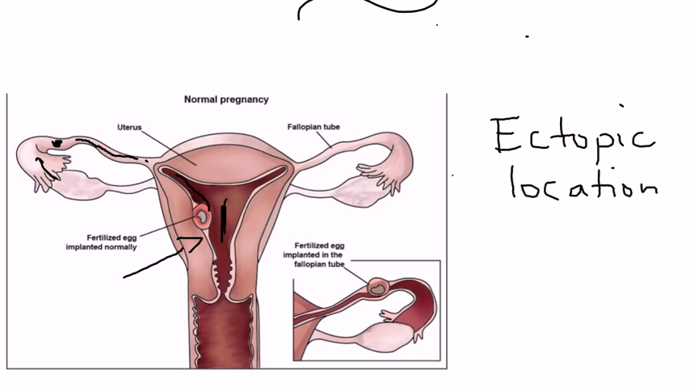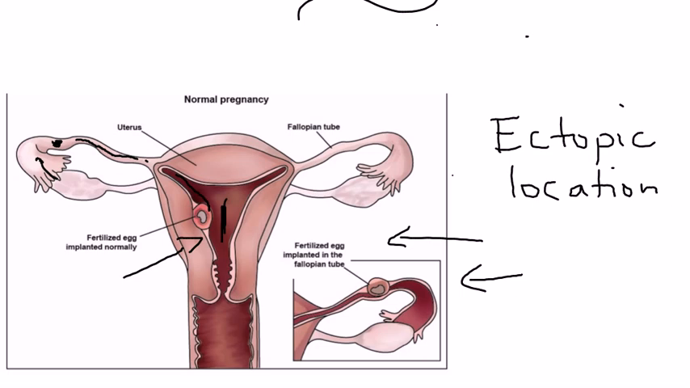And there are several locations, but the most common of which is shown here, being the fallopian tube. There's other locations like cervix or abdominal or pelvic cavity, but by far the most common is the fallopian tube. So why is this a problem? Why is this scenario a problem?